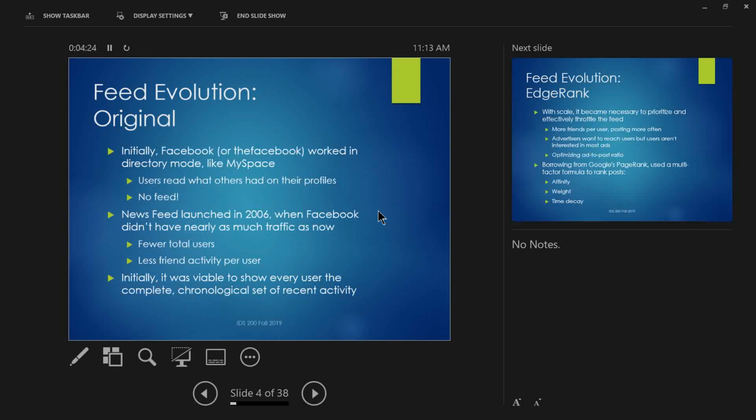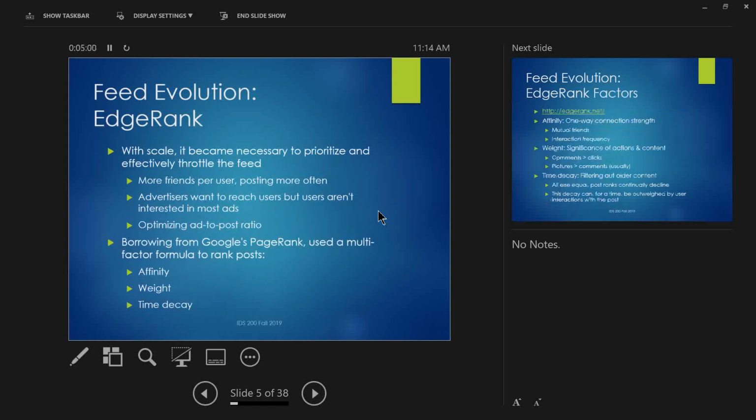Initially, it was totally viable to show every user the complete chronological set of recent activity. Facebook just said, somebody posted this an hour ago, good, we'll show that first. Somebody posted something a couple hours ago, we'll show that next, and so on. There just wasn't that much activity back in the day. I remember on MySpace, people would often go days without posting anything, and a lot of us didn't have that many friends. You could go to MySpace from one day to the next and literally nothing would have changed. But it's not like that anymore.